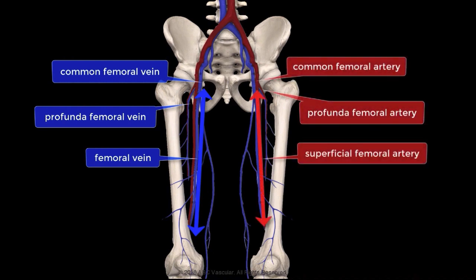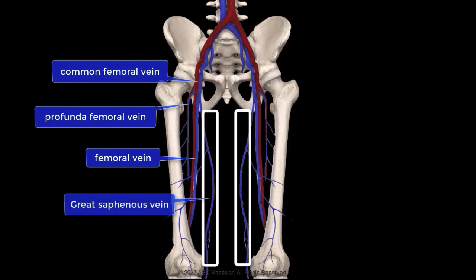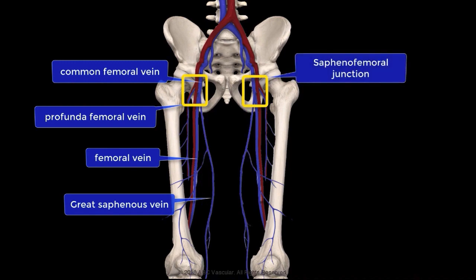All these deep thigh veins are adjacent to a satellite artery, therefore we have the common, profunda and superficial femoral arteries. The main superficial vein of the thigh is the great saphenous vein. The great saphenous vein communicates with the deep system by joining the common femoral vein through the saphenofemoral junction.